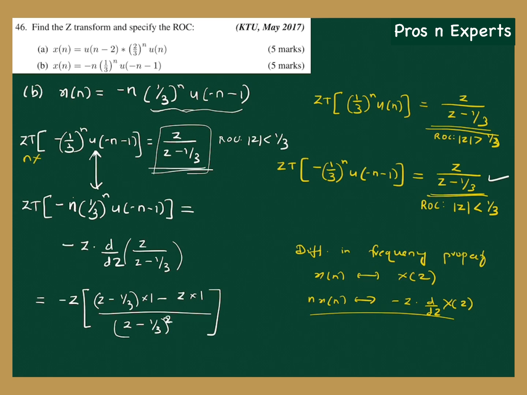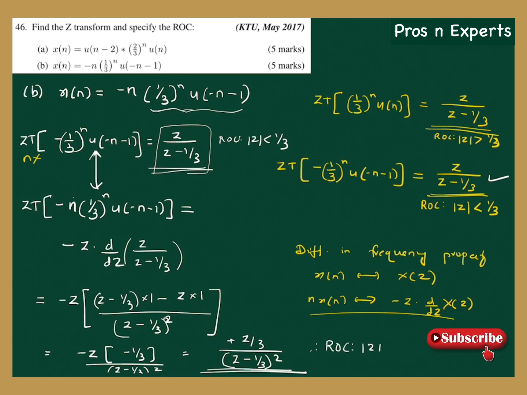So this will be equal to minus z into [z minus 1 by 3 minus z], so minus 1 by 3, divided by (z minus 1 by 3) square, that is equal to plus z by 3 divided by (z minus 1 by 3) square. So this is the z transform of the question, and the ROC we have already found: it is mod z less than 1 by 3. So we have done all the questions from this textbook, and thank you for listening.